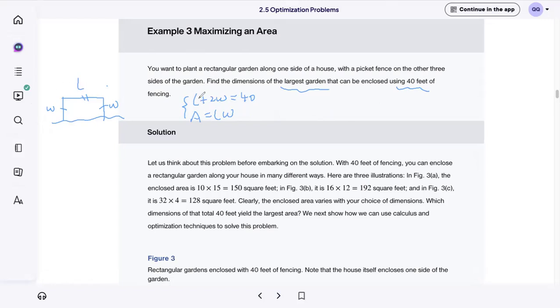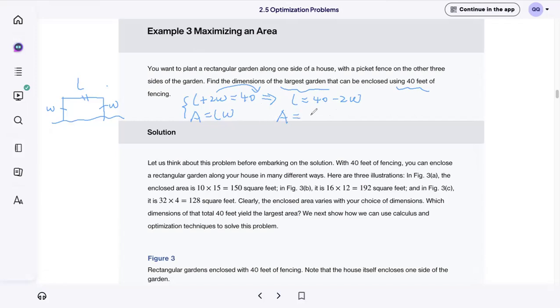So we know that length plus the 2 sides of the width equals 40. And we know the area is calculated as length times width. So now what do we do? We need to come up with a function. So fourth equation, we want to rewrite L as 40 minus 2W. So we just move 2W to the other side, or subtract 2W on both sides. Then we substitute this L into the second equation.